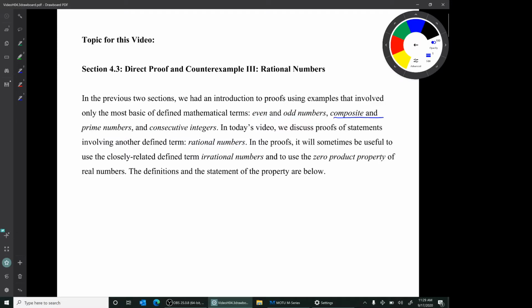In addition to having the defined term rational numbers, it will sometimes be useful to have another defined term, irrational numbers, and also to use the zero product property of the real numbers. The definitions and the statement of the property will follow below.